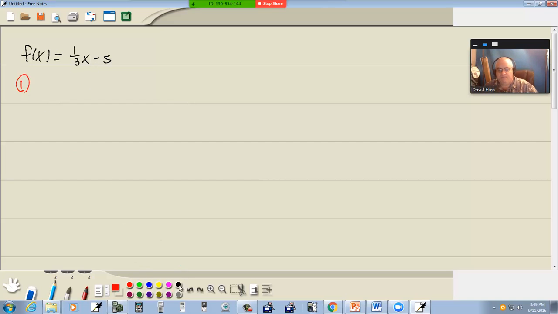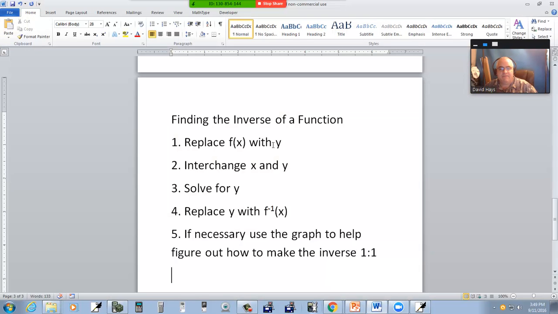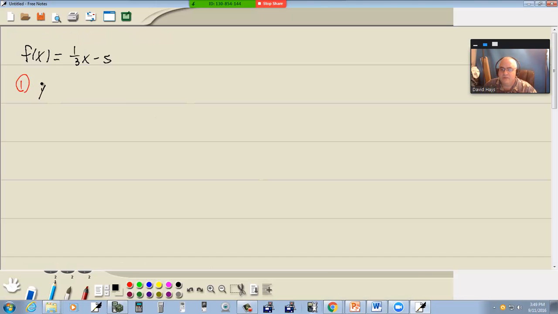Step 1: replace f of x with y. So we're going to have y is equal to 1/3 x minus 5. Step 2 is interchange x and y. Swap them. So where the y is, you put an x, and where the x is, you put a y.